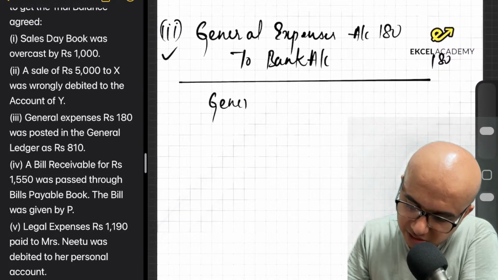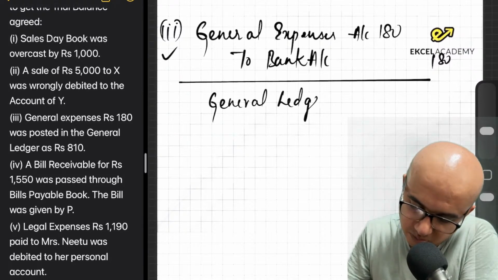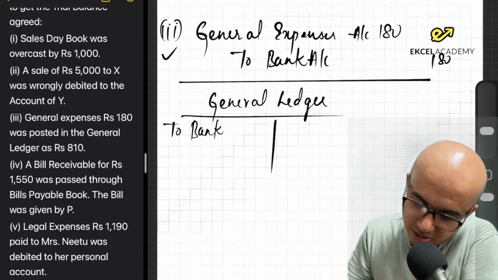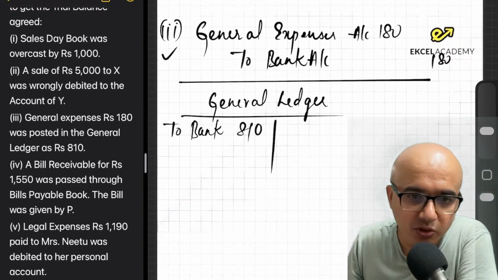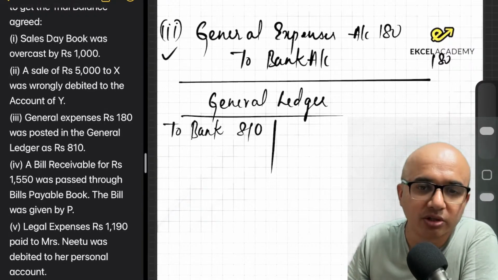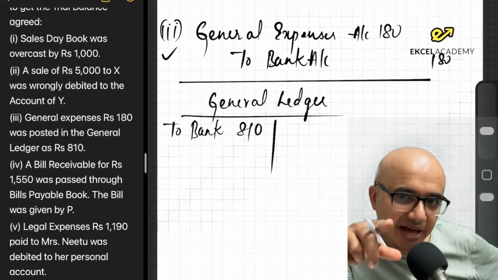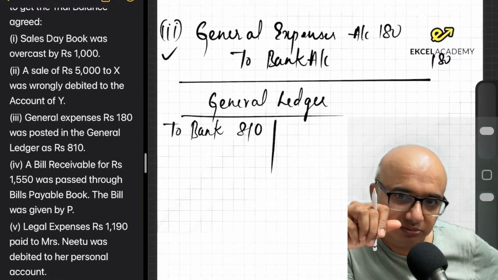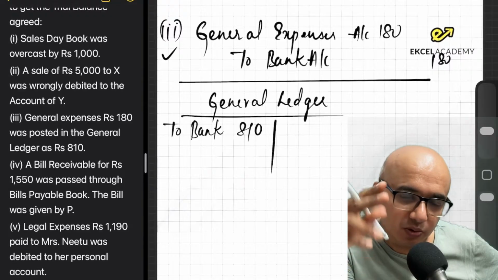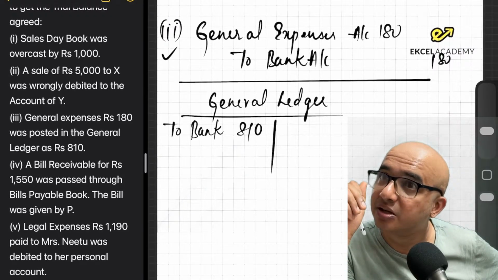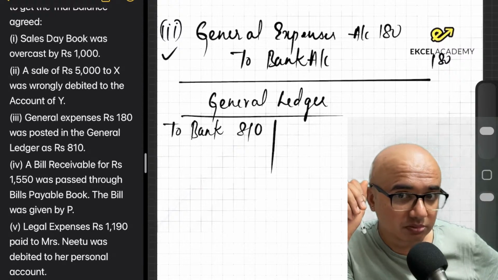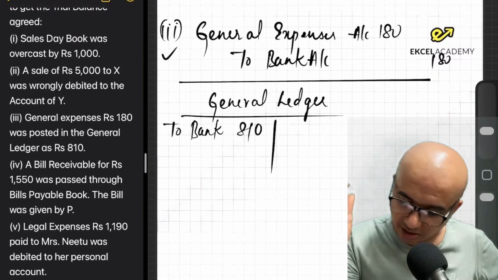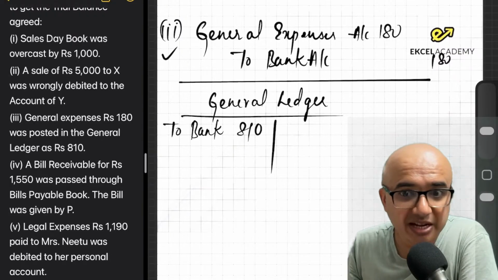But while posting in the general ledger, they posted it as to bank 810. So there is a huge mistake with respect to the amount. That means the debit balance while posting has been unnecessarily increased, haven't they? Instead of 180, they are now showing 810. That means 630 rupees more, isn't it? 180 plus 30 would be 210 plus 600, 810. Yeah, fine. So now we'll have to reduce the general ledger by 630 rupees.